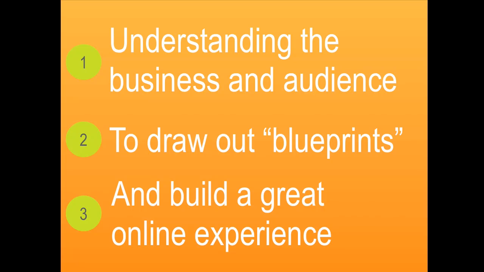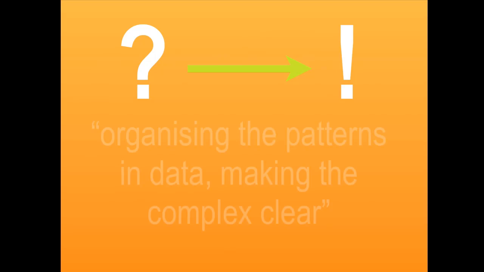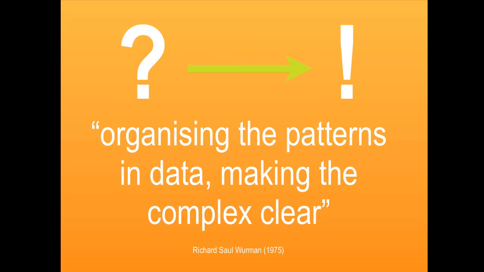So to continue the conversation about what is information architecture, it's basically turning question into explanation. It's turning confusion into "I know what I want to do" for the audience, and organizing patterns and data to make the complex clear. So it's making something clear out of confusion. That quote is by Richard Saul Wurman, who is the father of information architecture. This guy was an architect himself and wanted to switch hats into architecting information.